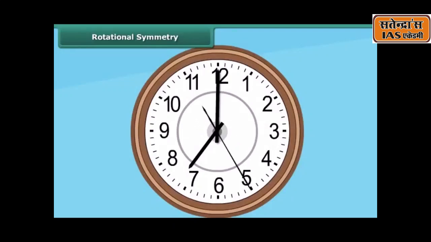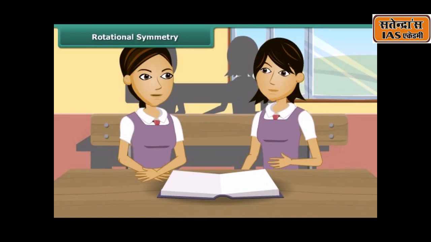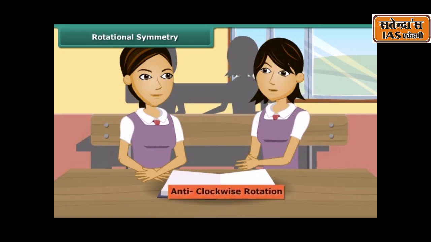Now look at this clock. It's going round and round. This means it is rotating. The hands of the clock rotate in a clockwise rotation. And when something rotates other than clockwise, then what type of rotation is it? Then we call that rotation anticlockwise rotation.